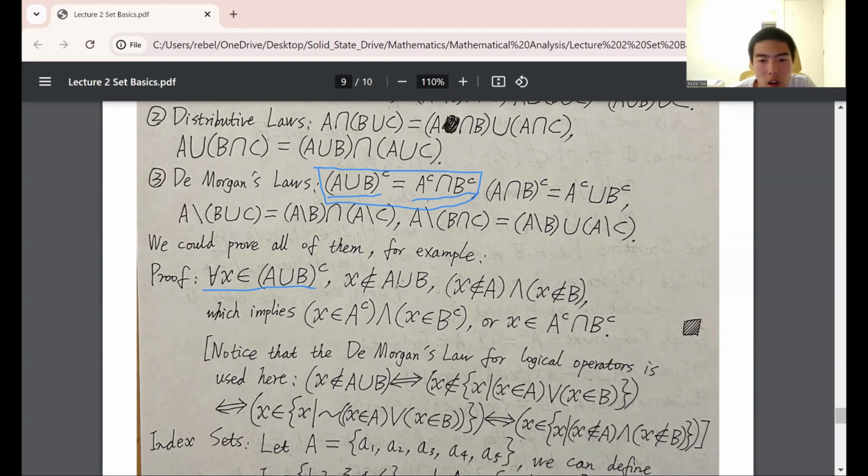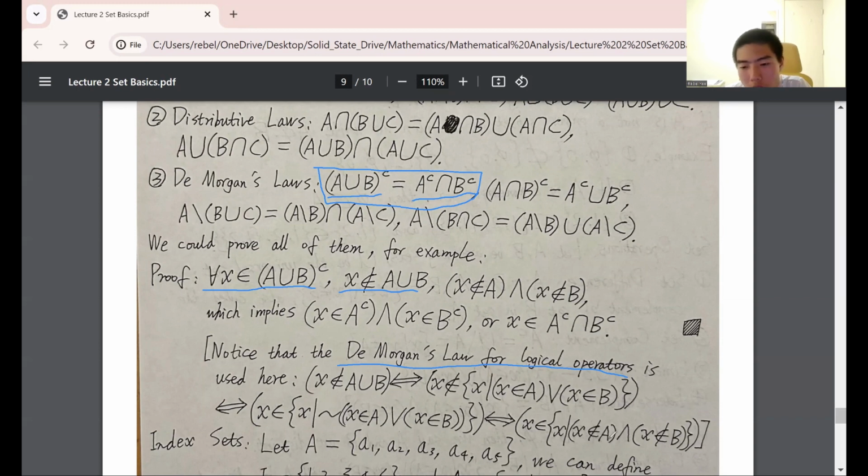So this means x does not belong to A union B. And if x does not belong to A union B, then x does not belong to A and x does not belong to B. So this uses De Morgan's law for logic operators here. x does not belong to the set defined by the union, like x belongs to A or x belongs to B, which is to say it's not the case that x belongs to A or x belongs to B.